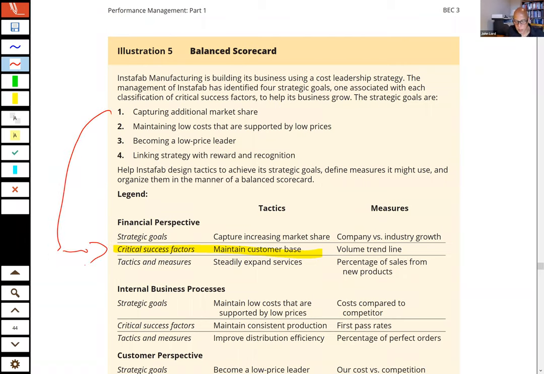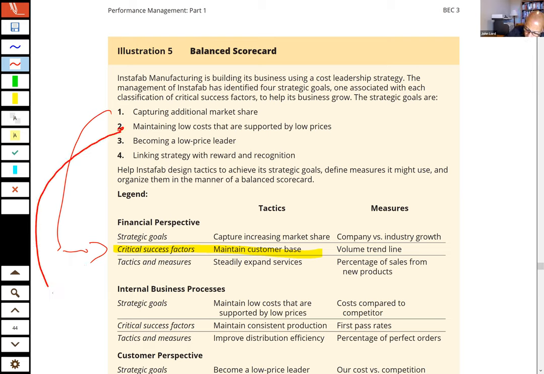And the critical success factor here is what? Maintaining a customer base. You can't run before you walk. You can't walk before you crawl, right? So they're saying, hey, critical success factor in capturing additional market share is maintain the customer base, right? And then you're going to have some tactics that will get you more towards what you're trying to do here, such as steadily expand services, et cetera, okay?